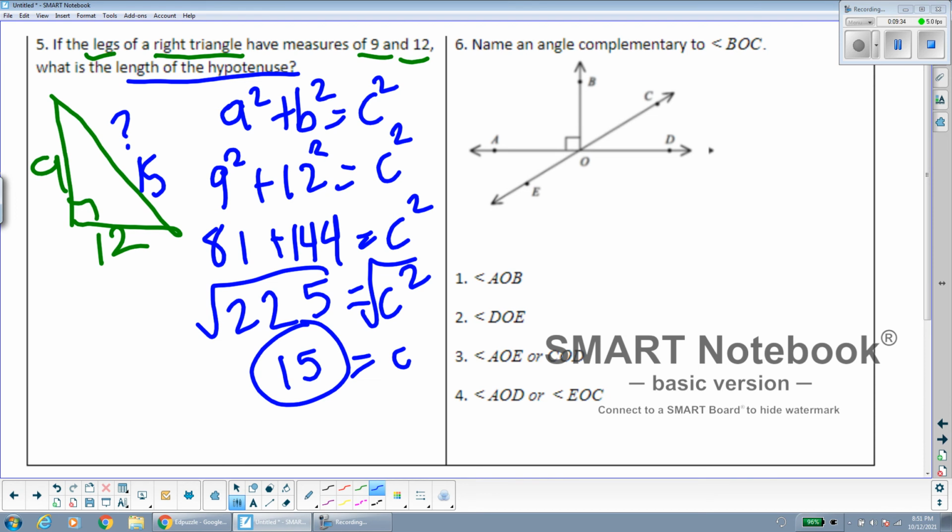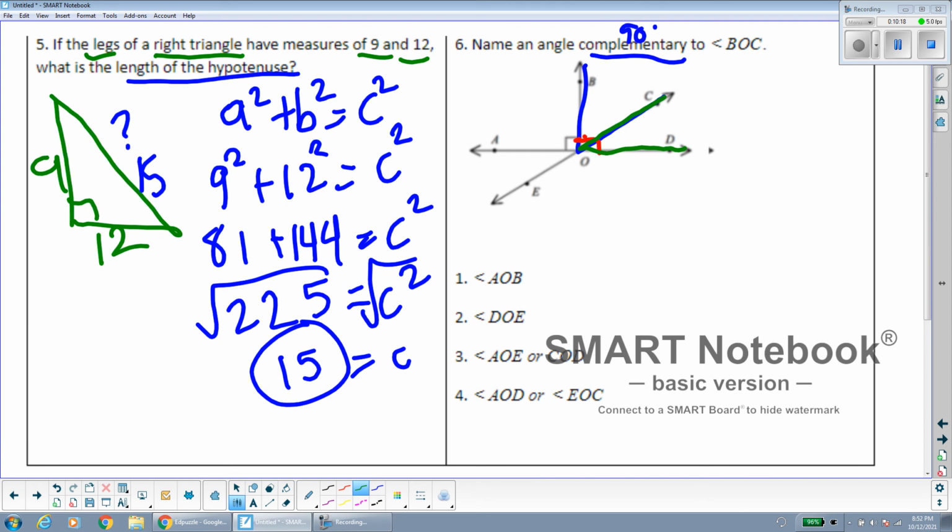For number 6, we need to name an angle that is complementary to angle BOC. So we need one that adds up to 90 degrees when you put it together with angle BOC. So from looking at the diagram and knowing that complementary means adds up to a right angle, I know that AOB is a 90-degree angle because I see the box there. So I know that this entire angle BOD is a right angle as well. So I know that if I put COD that I highlighted in green together with BOC, if I put the blue and the green together, I should get a full 90-degree right angle.